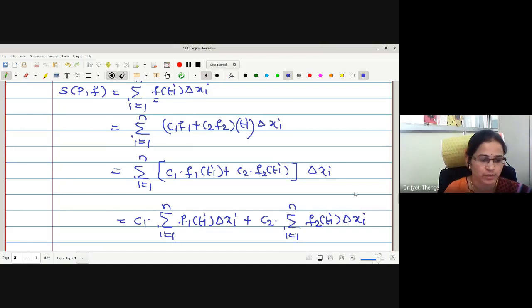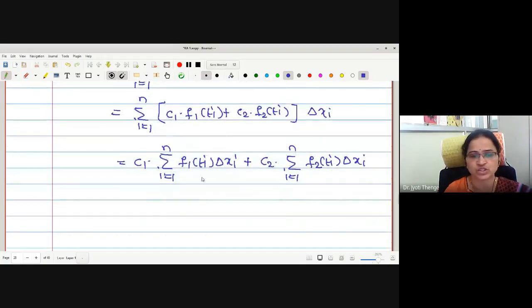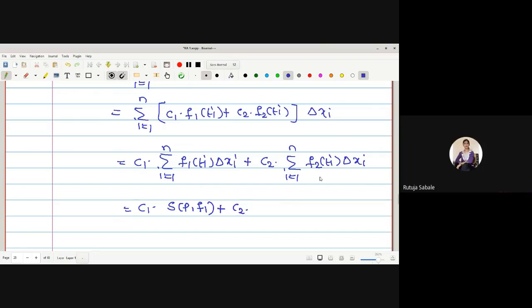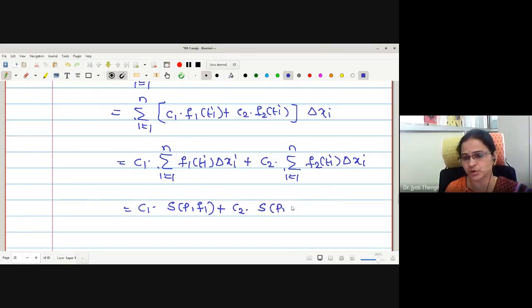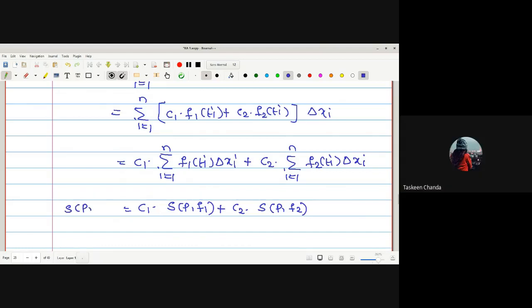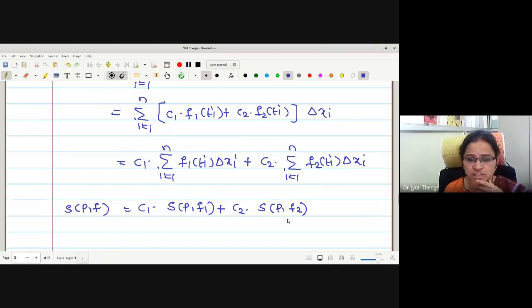But if I look at the two summations, the first one is nothing but the Riemann sum corresponding to f1, and the second sum is nothing but the Riemann sum corresponding to f2. Therefore, this is the relation we have obtained: S(P, f) is c1 S(P, f1) plus c2 S(P, f2). Let me call it statement number 1.